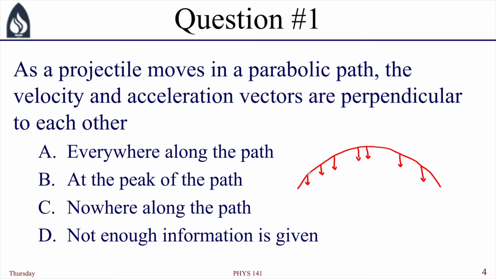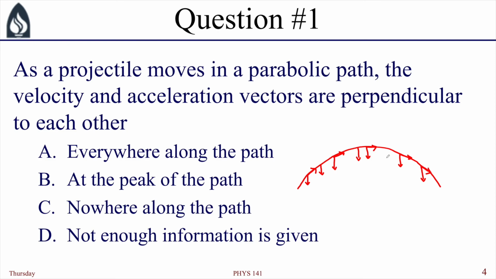So at this point, the velocity vector would point like this. At this point, the velocity vector points like this. At the top, the very top, the velocity vector points in the horizontal direction, because in the vertical direction, the motion has stopped and is turning around. And then we have velocity vectors that look like this on the other side that point mostly downward.